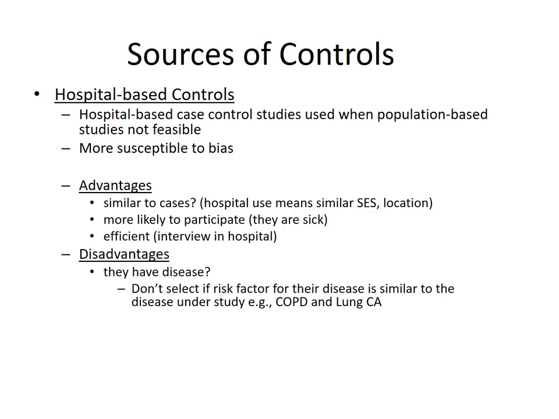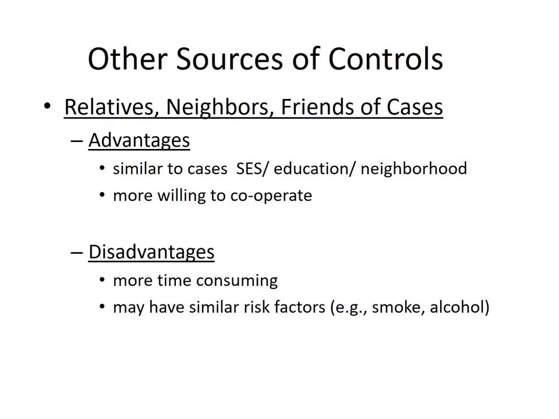Disadvantages: again, if they have the disease or if they are in borderline stages of the disease. So, for example, if I'm looking for a relationship between asthma and lung cancer, and my controls have COPD, COPD somehow cannot be differentiated and has the same pathophysiology as asthma. So be careful when choosing controls. Other sources of controls: relatives, neighbors, friends of cases.